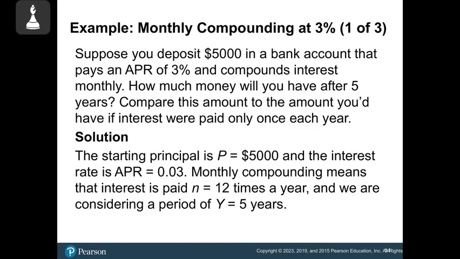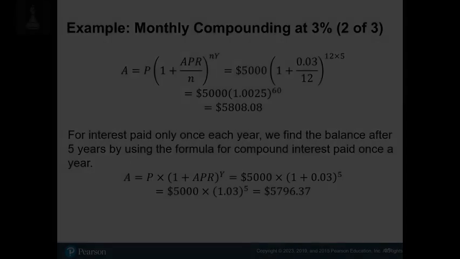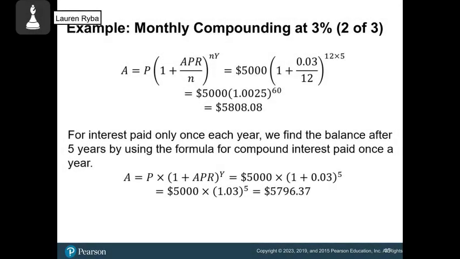So just looking at what we have here, the initial investment, $5,000. Interest rate is 0.03. Monthly compounding means that we're going to get interest paid 12 times a year. And we are considering a period of 5 years. Plugging all those values into the formula, 5,000 times 1 plus the rate, 0.03, over 12 is going to be raised to the 12 times 5 power.